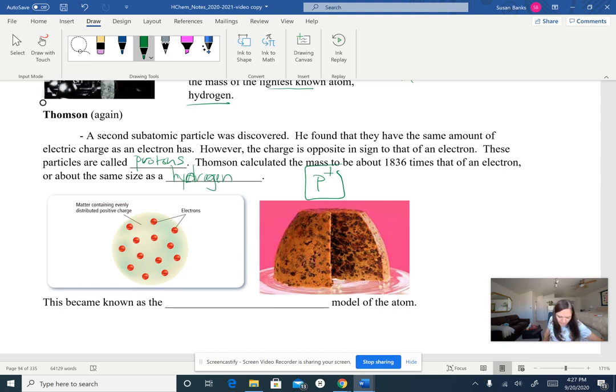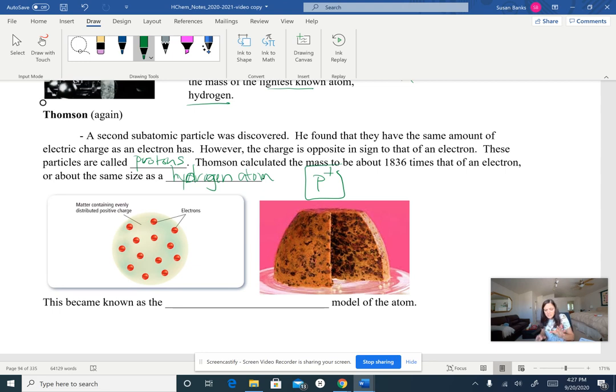So as a hydrogen atom. So we now know that most of the mass of the atom, especially the hydrogen atom, comes from the proton. Very little of the mass of an atom comes from the electrons.